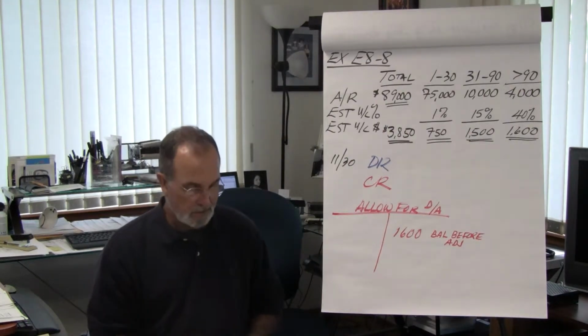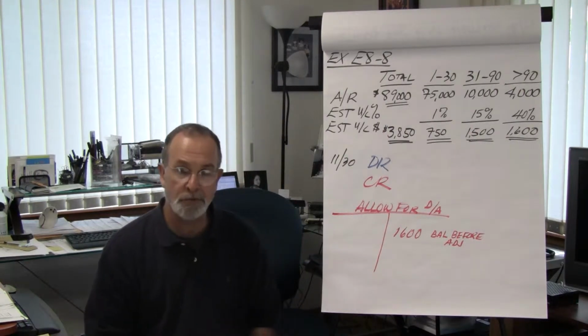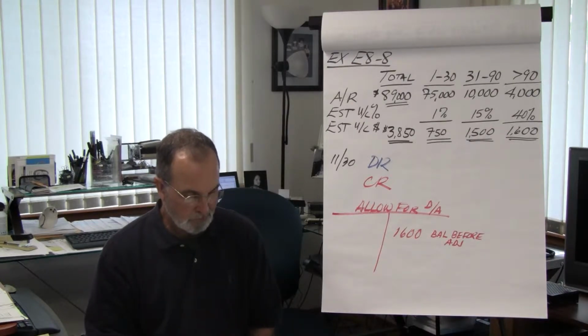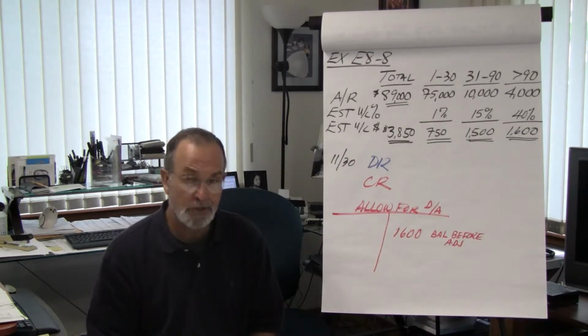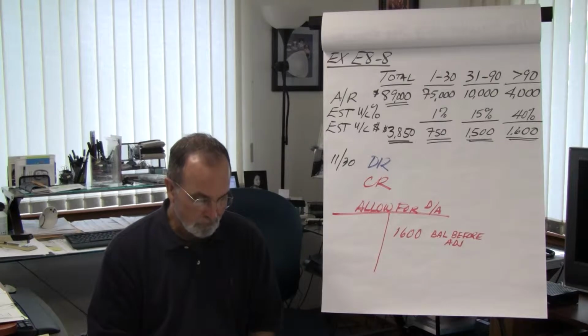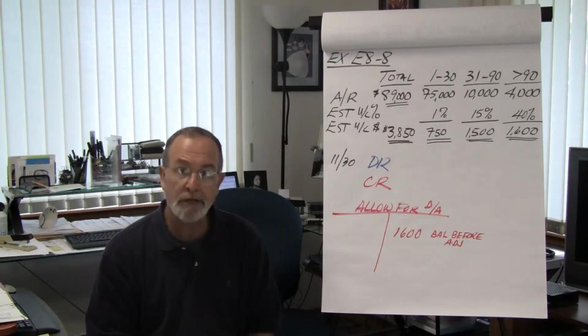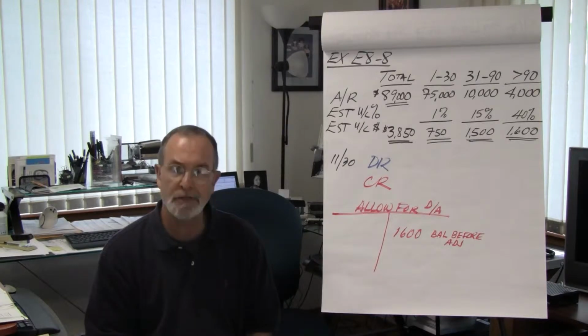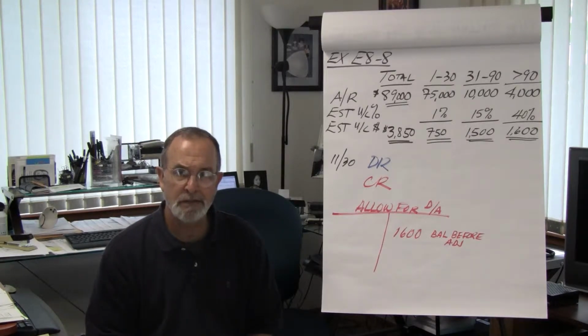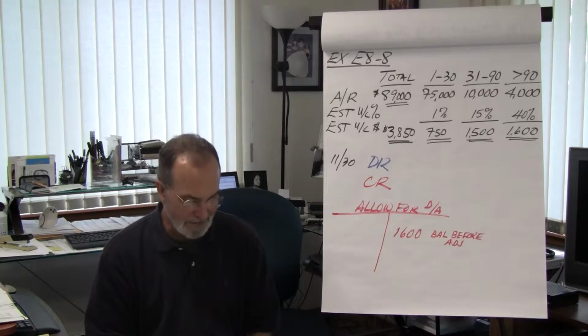Hello and welcome back. We're still on chapter 8 and we're going to spend a little bit of time working on exercise E8-8. This is on page 384 of the textbook. And this is an exercise which requires that we use both the percentage of credit sales as well as the aging of accounts receivable methods of estimating bad debts.